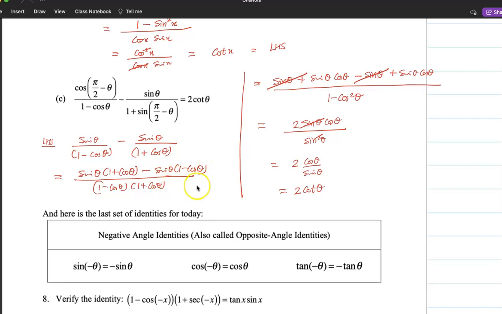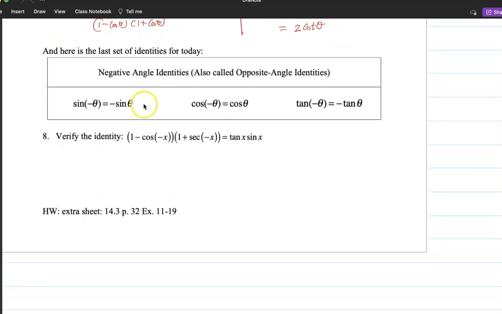Yeah. The next important thing you need to remember, and the last set of identities for today: negative angle identities, also called opposite angle identities. Your sine of minus theta is the same as minus sine theta. So it's an odd function. Cos of minus theta is cos theta. It's an even function. So no matter whether your theta is positive or negative, your cos value will be the same. Example, cos of minus 30 degrees will be the same as cos of 30 degrees.